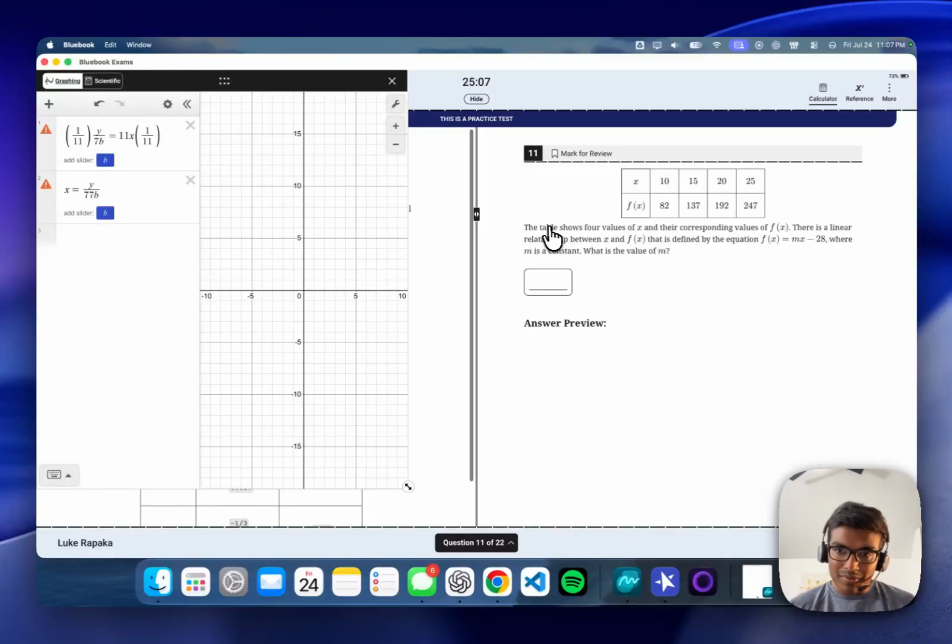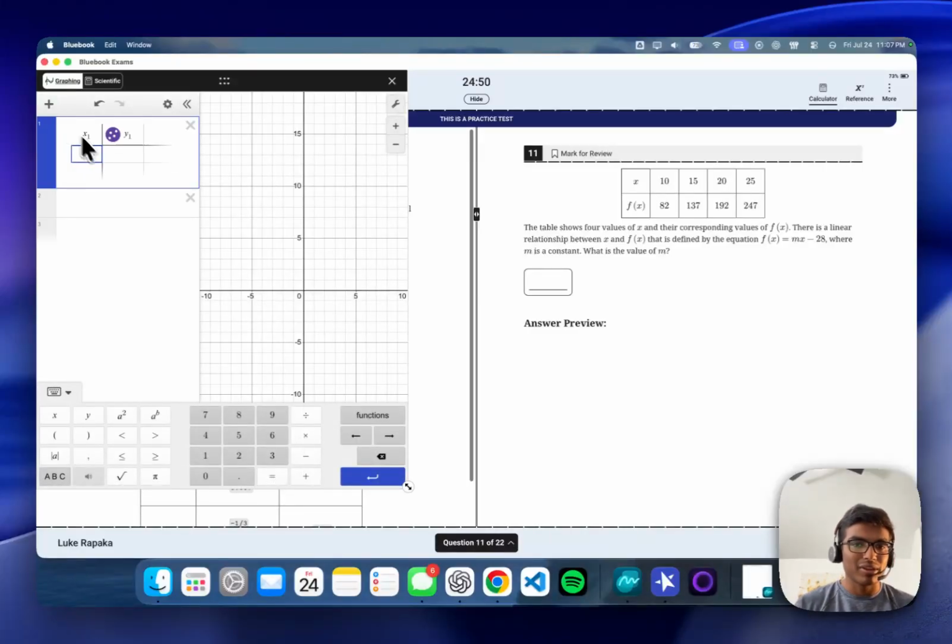Okay. The table shows four values. There's a linear relationship defined where m is a constant. What's the value of m? Okay, so we're trying to find the slope here, right? And this is actually where Desmos starts to shine a little bit. So let's open the table here.